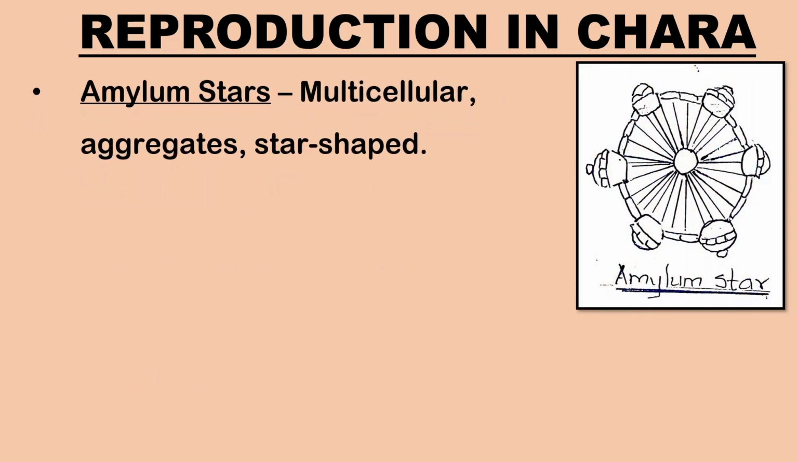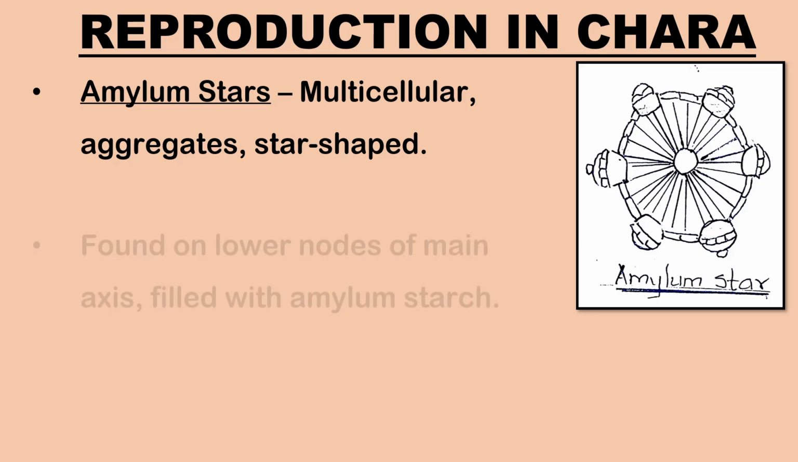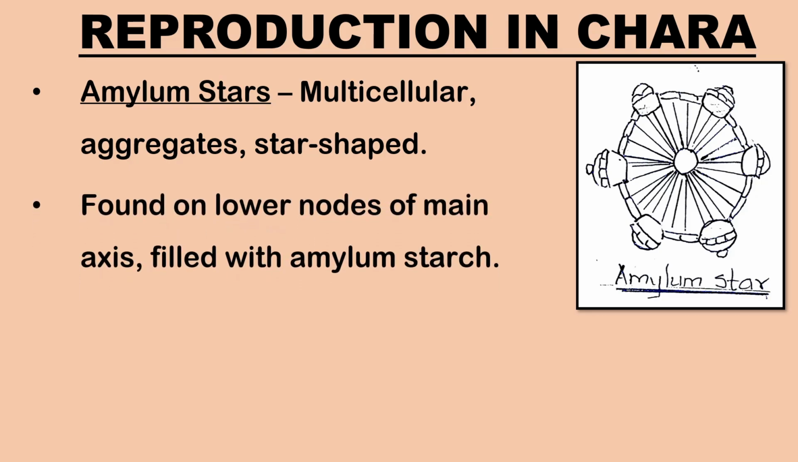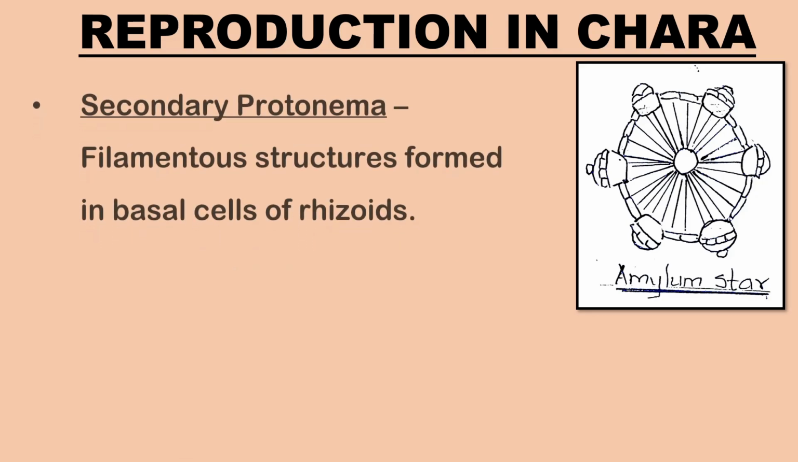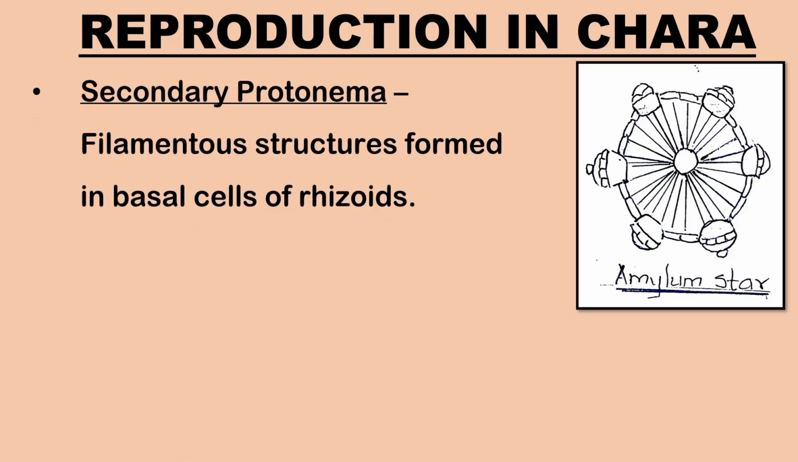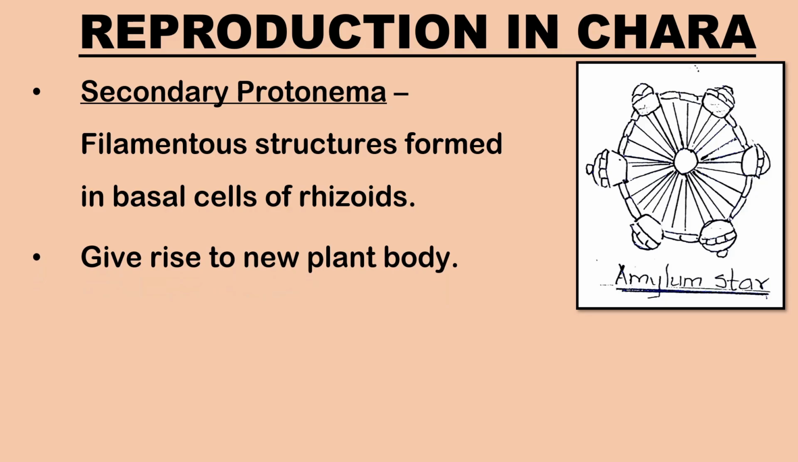Amylum stars are multicellular aggregates which are star-shaped. They are found on the lower node of the main axis and are filled with amylum starch. Secondary protonema are thread-like or filamentous structures formed in the basal cells of the rhizoids. They too give rise to new thalli or new plants.